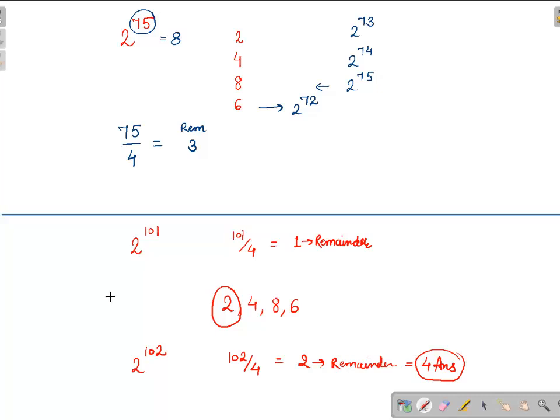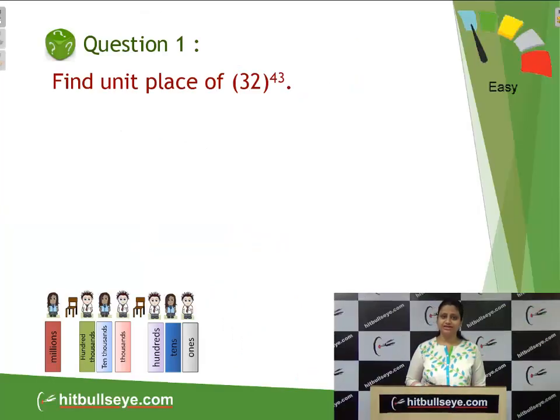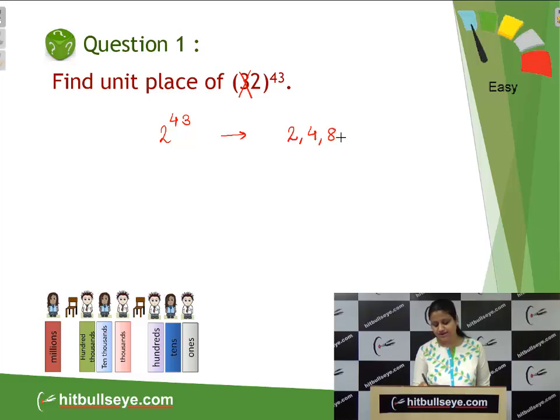Now let us move to questions. The very first question is, find the unit place of 32 raised to power 43. Since we are finding the unit place, this 3 is of no use. So my question will become simply 2 raised to power 43. As we have discussed earlier, what is the cycle of 2? This is 2, 4, 8, 6. I mean, we are getting a cyclicity of 4.